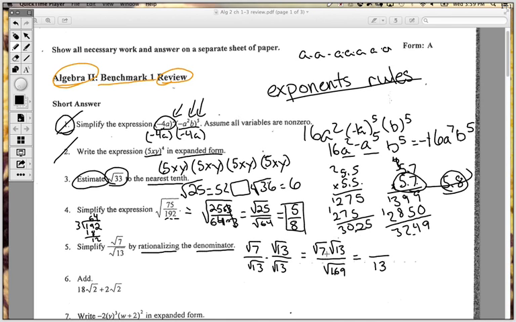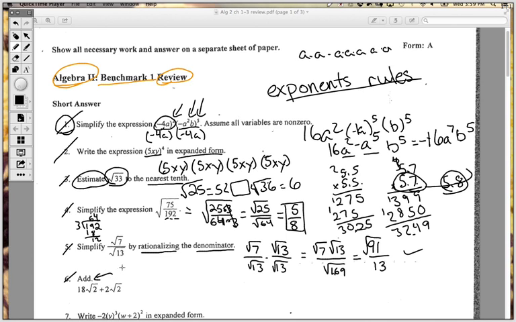On top, though, I actually do have to multiply this out. 7 times 13. Well, let's see. That's 70 and 21. That's going to be 91, but square rooted. And that's it. That's that answer. That easy. All right, let's look at this last one here. We got 3, we got 4, we got 5. Let's look at 6. So 6 says add.